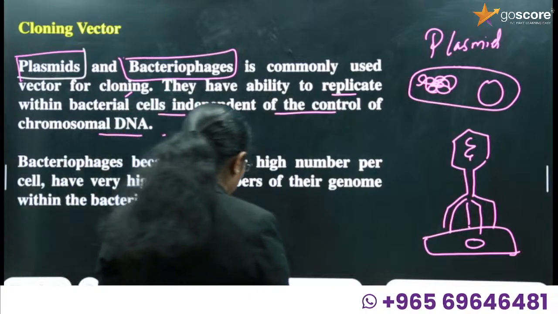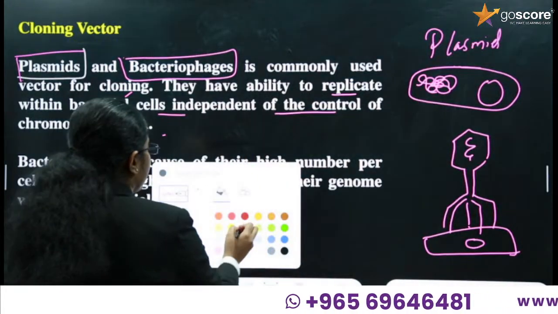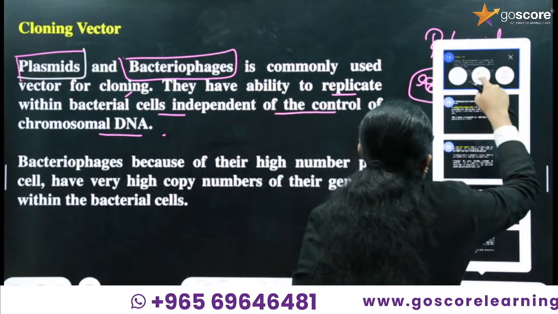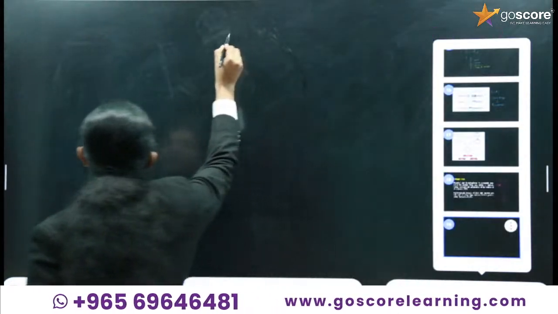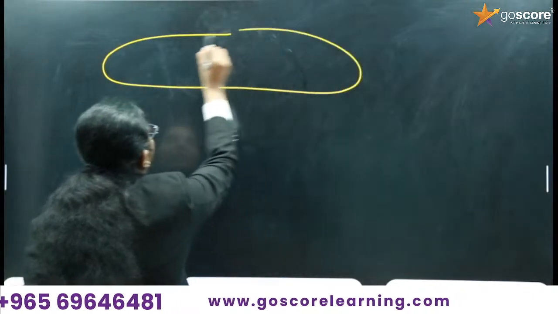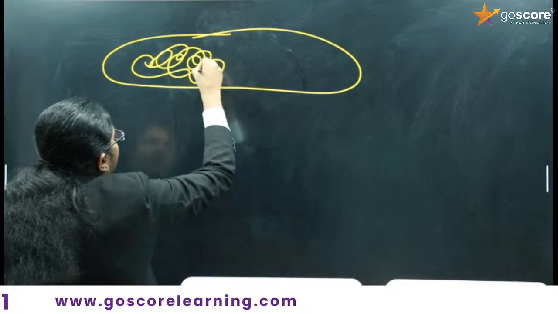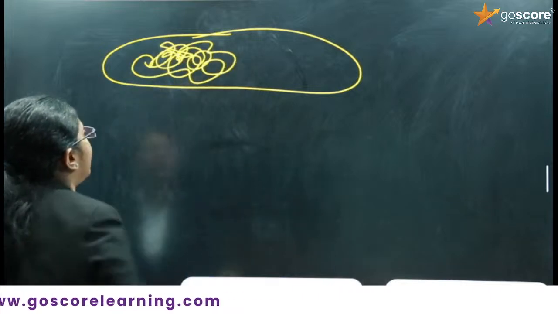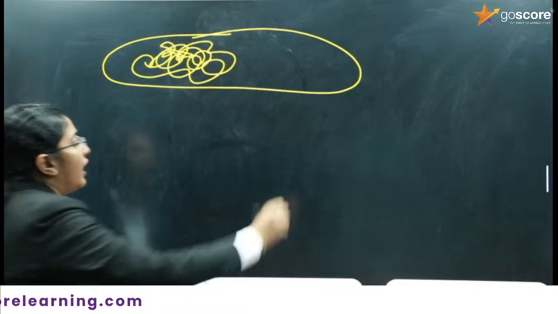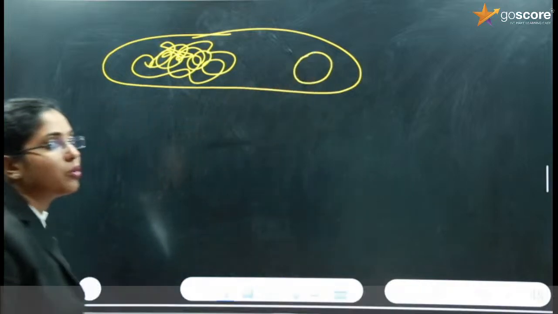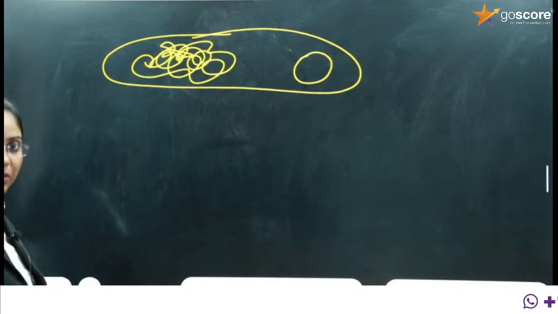As I have told my dear students, in the case of bacteria, see, if this is a bacteria, inside the bacteria, what is present? Chromatin is present, right? It is a prokaryote. Since it is a prokaryote, we can say chromatin is present. And this, there is a plasmid. Extra chromosomal DNA is present.